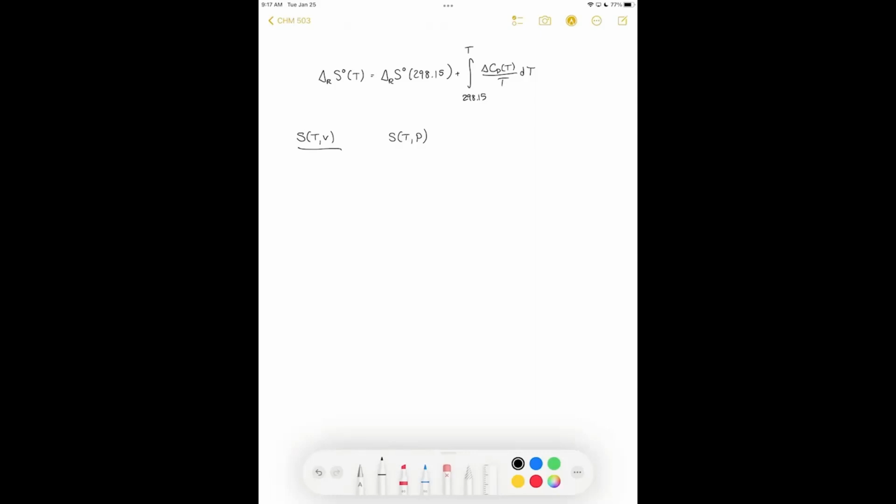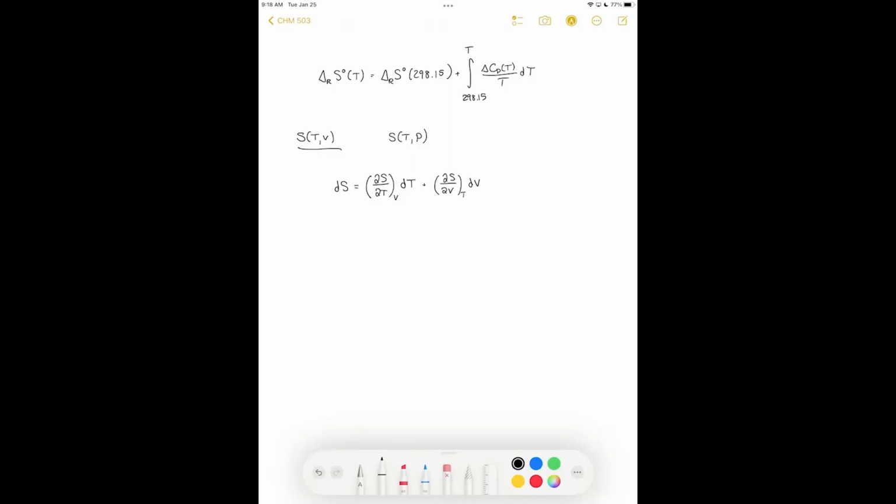So our total differential for entropy is as follows, just like it has been before. We'll say that dS is equal to the partial derivative of S with respect to T at constant V times dT, so the rate of change of entropy with temperature times the extent of temperature change. And then we have the second term, so the partial derivative of S with respect to V at constant T dV. How can we get simpler terms for these?